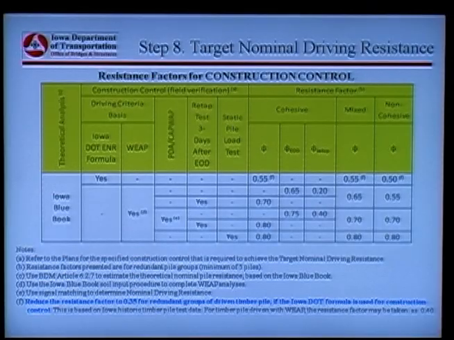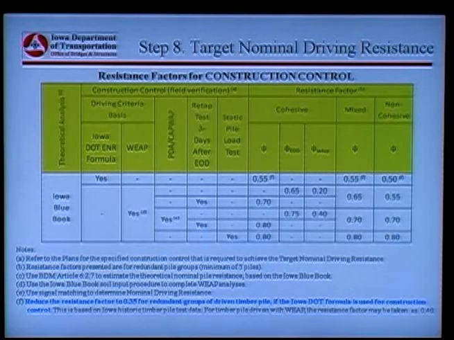The next, in step 8, is to determine the target nominal driving resistance. We know that the pile will go 35 feet into the ground. But we want to know the pile performance, and we want to verify that during the construction. So this step onward is to determine that parameter, the target driving resistance. We start out with this table.